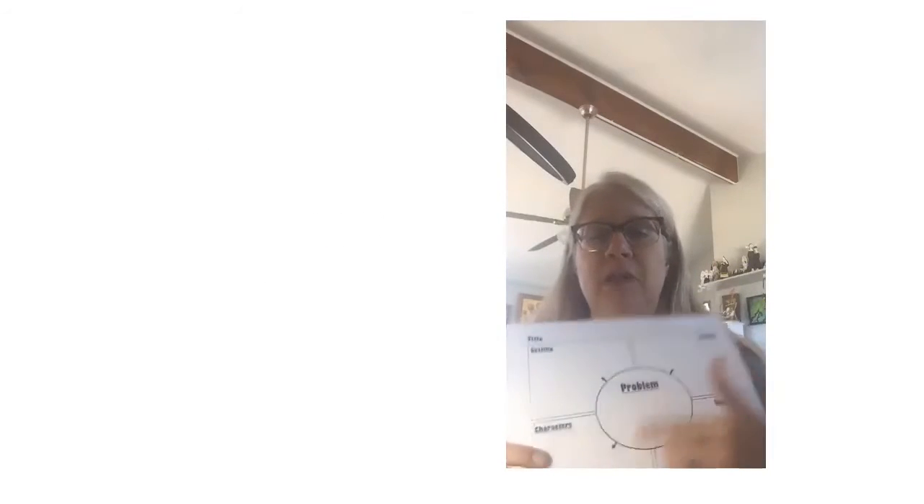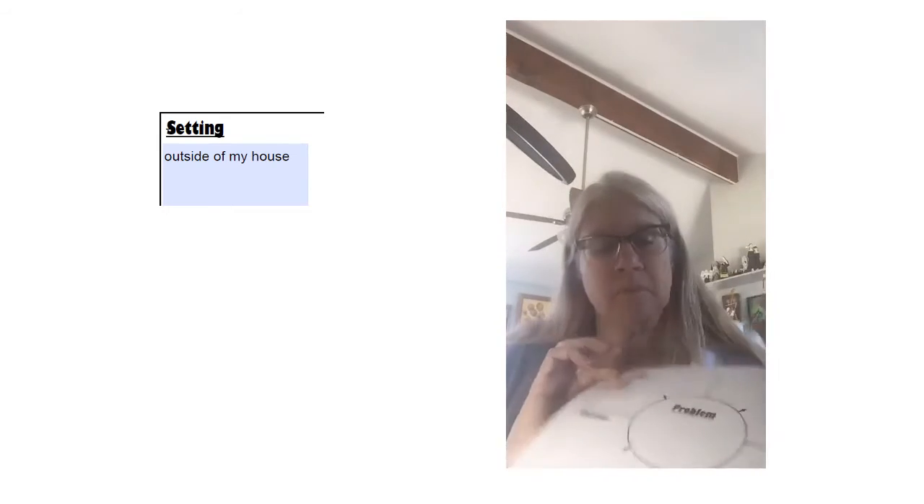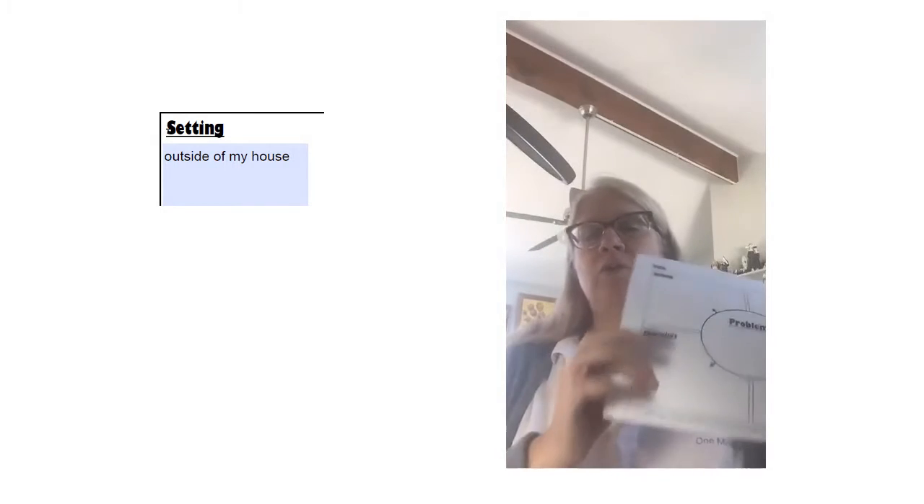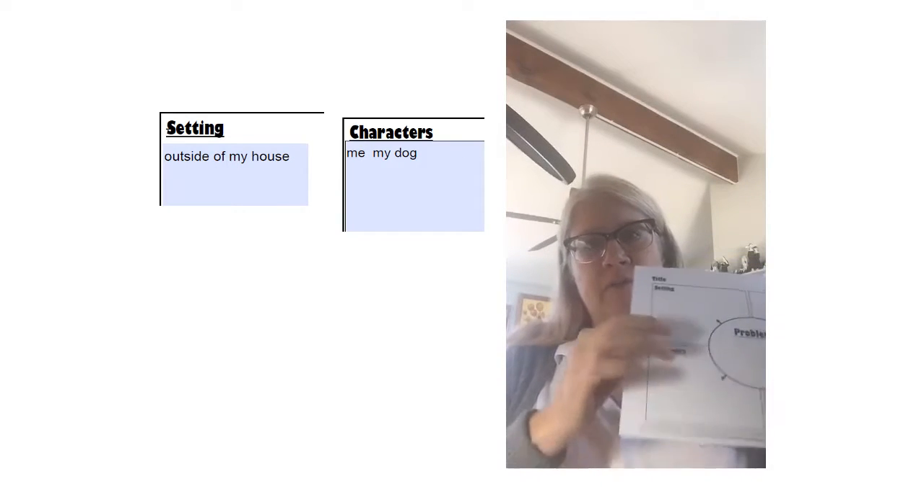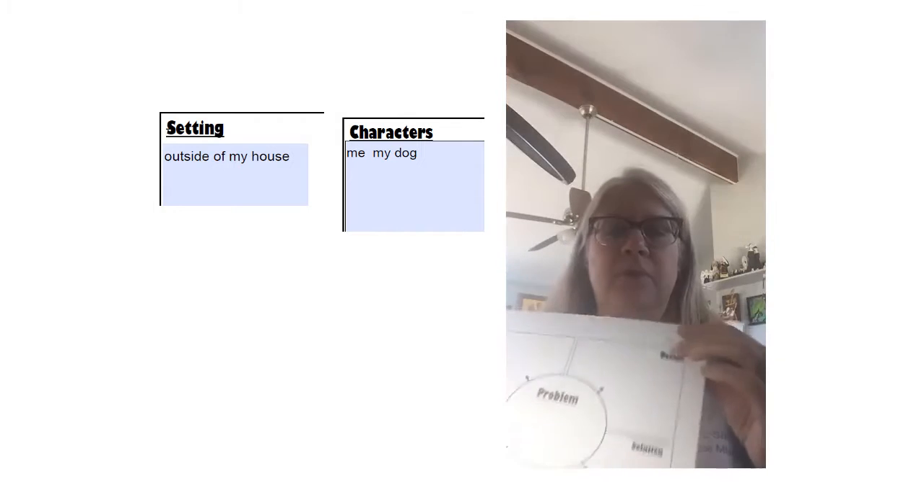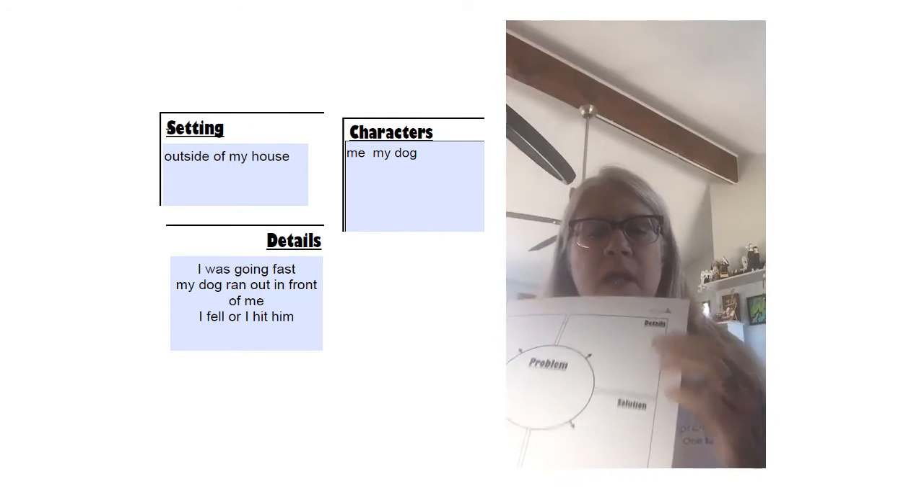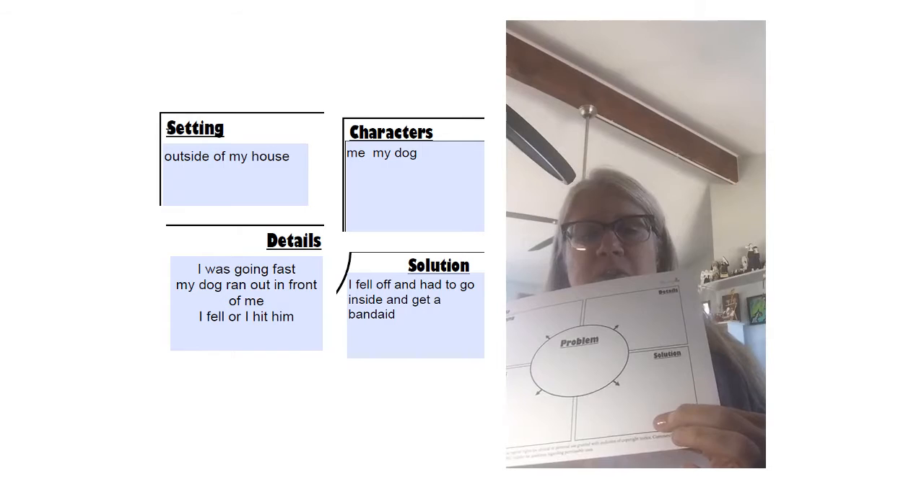Once we determine what the problem is, and we pick one of those, then we need to talk about the setting. Where did it happen? And then we can also put who was involved. So we can add all of our characters, and we can put the details of what happened. And then we can have our solution at the bottom.